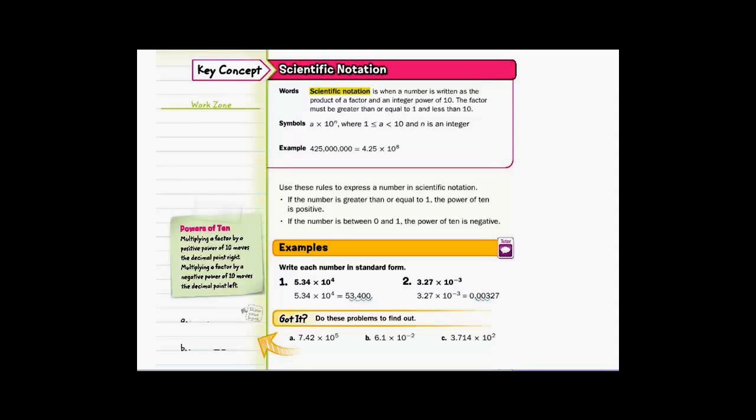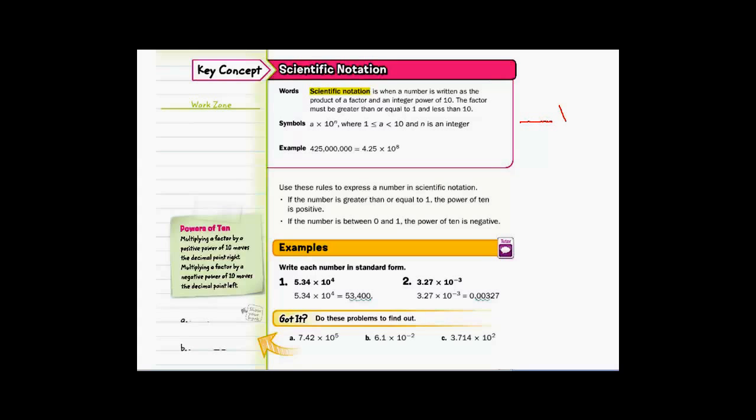Scientific notation is what lesson 6 is about in chapter 1. So scientific notation, it says here at the top, is when a number is written as a product of a factor and an integer power of 10. The factor must be greater than or equal to 1 and less than 10. Here's what that means. All scientific notation is a first factor.